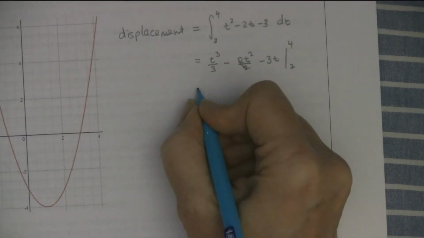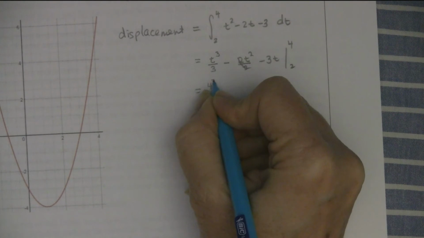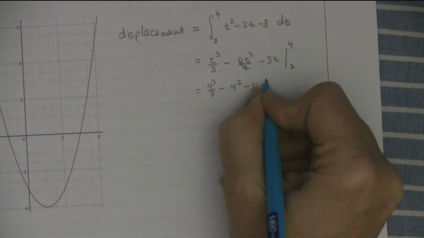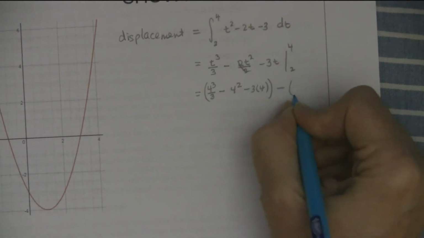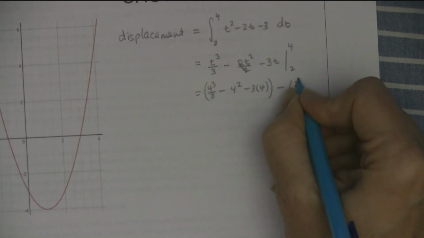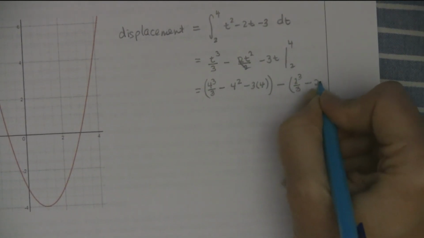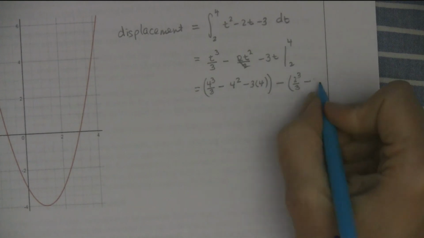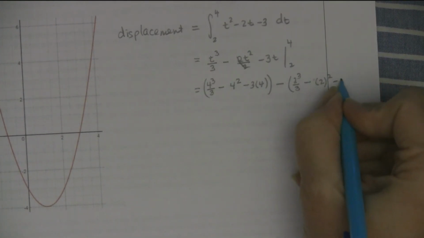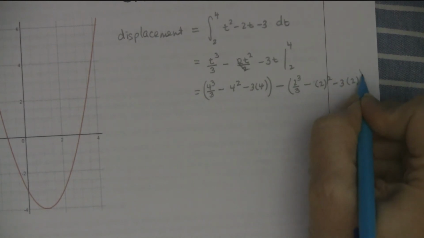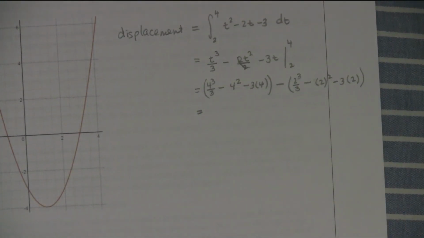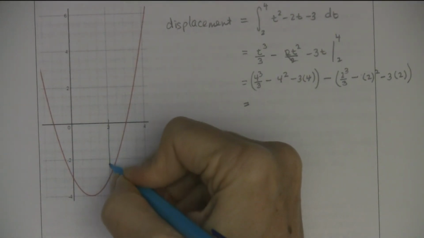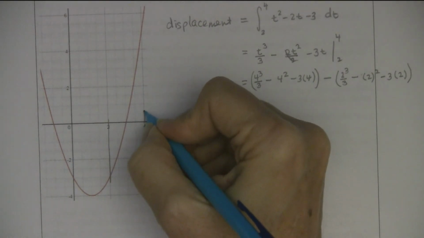So those go away. And I'm going to have 4 to the third over 3 minus 4 to the second minus 3 times 4, minus, and then 2 to the third over 3 minus 2 to the second minus 3 times 2. I was just trying to test myself. Okay, and displacement could be positive, it could be negative, I don't know. I can kind of look at this picture from 2 to 4 that they've given me. So sweet of them.